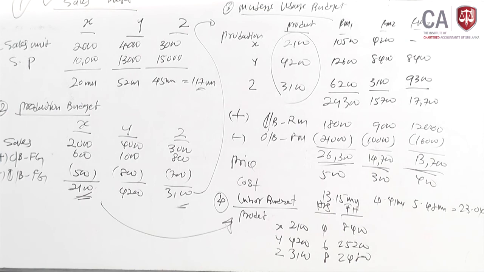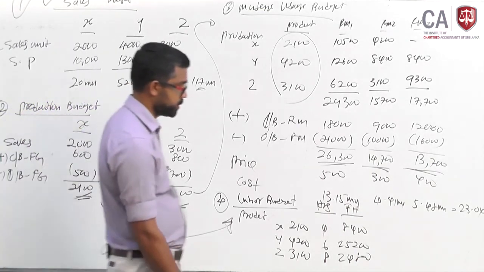So for the labor budget also, the input is what? Number of units you produce, right?